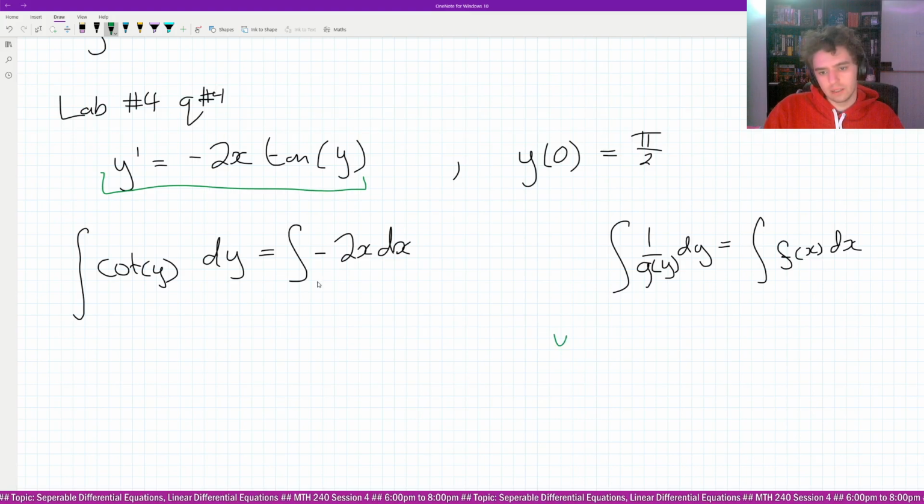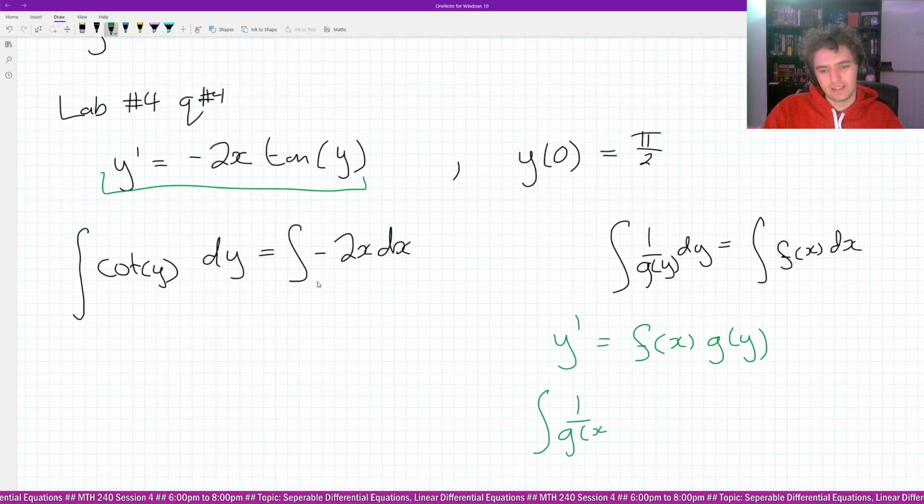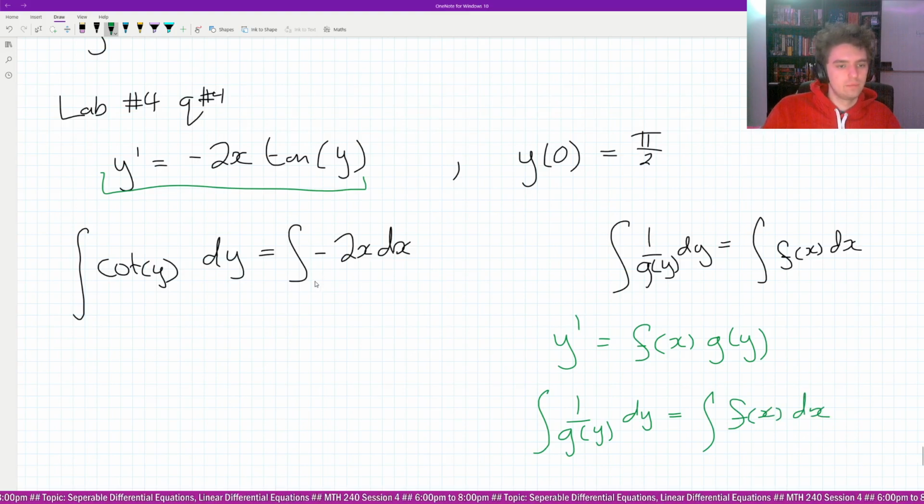So if you have a differential equation in that form, the integral of 1 over g of y dy equals the integral of f of x dx, and then you just integrate and solve for y.